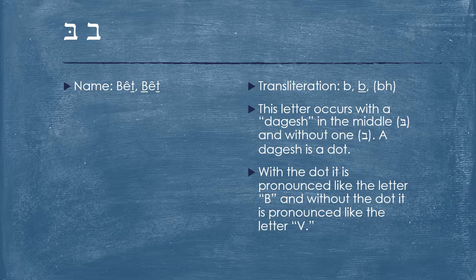The next letter in the Hebrew alphabet is Beit. This one can occur with a dagesh or without a dagesh. It sounds like the letter B if it has the dagesh, B as in boy. And if it does not have a dagesh, it will sound like the letter V as in vest. So Beit, Beit, and if it doesn't have the dagesh, then you would pronounce it V, V.